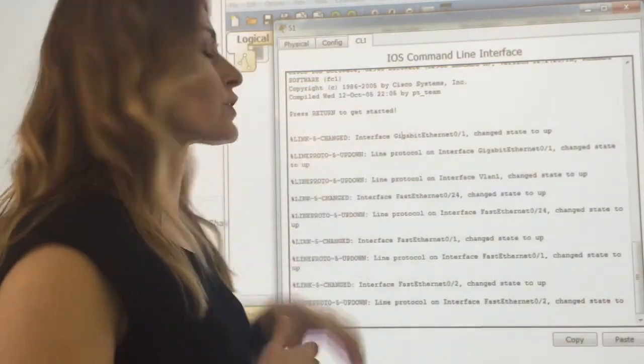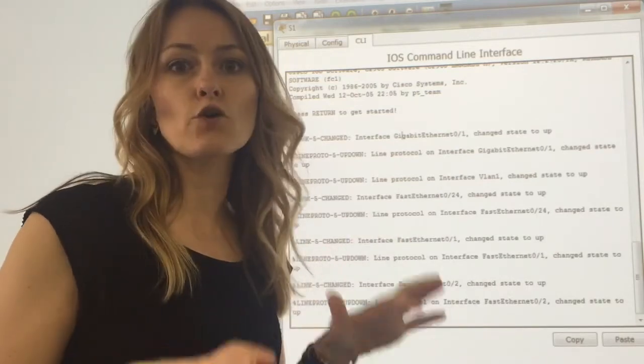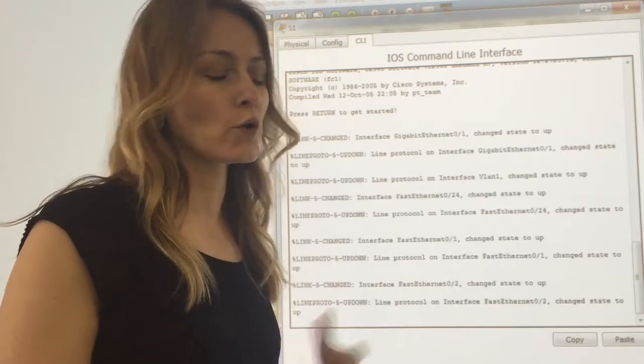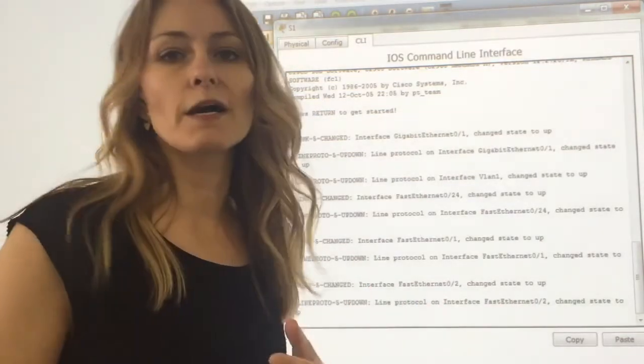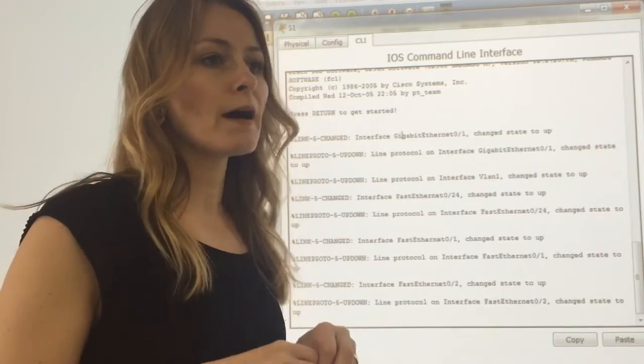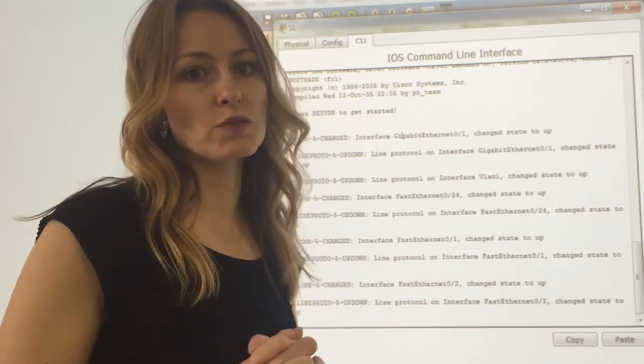So the first word here is the word link. That's the facility. The facility is the category in which the message belongs. There's 12 different types of categories. There's link, there's line protocol, there's IP, etc. So it just gives you an overview of where or why that message was generated.